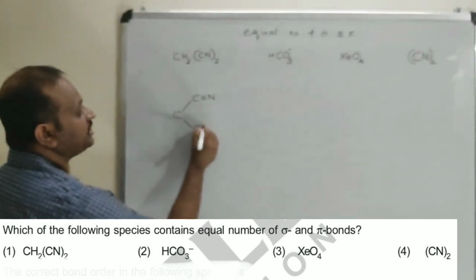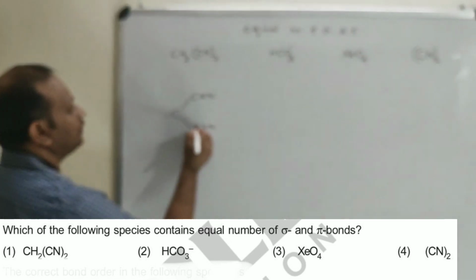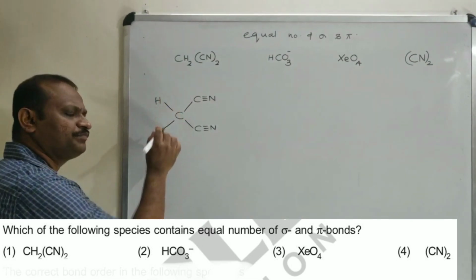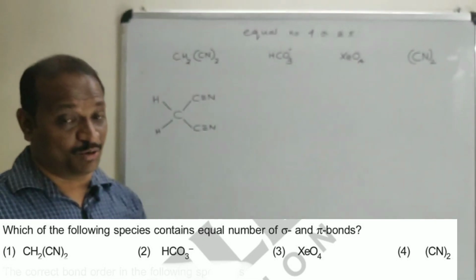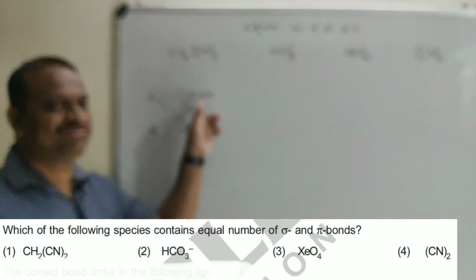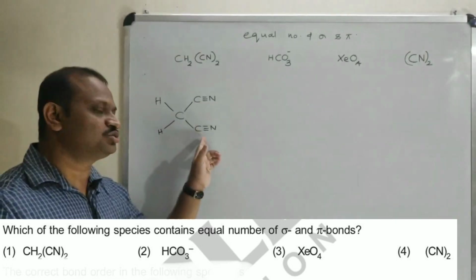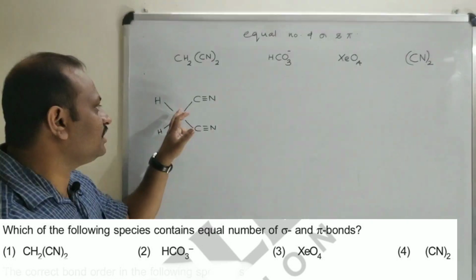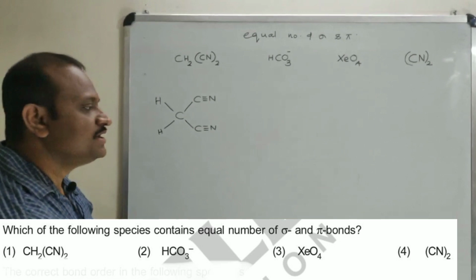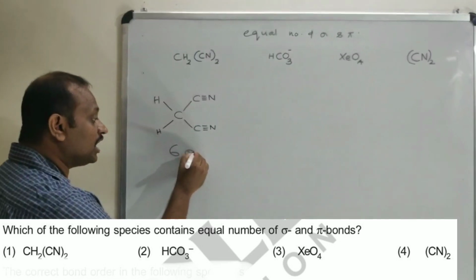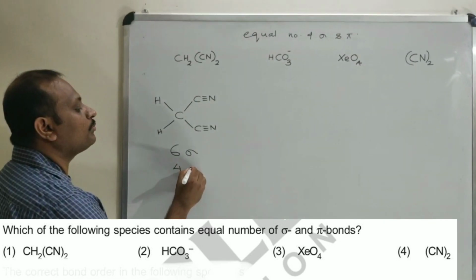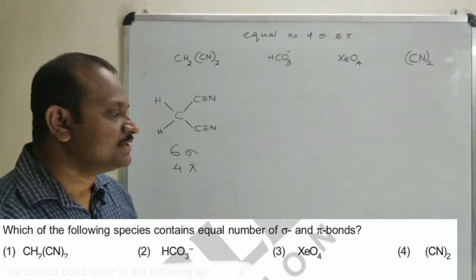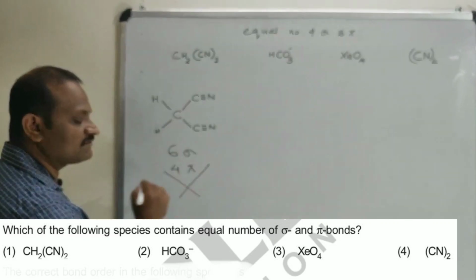Here also C triple bond N. Next, a hydrogen atom here, here also a hydrogen atom. How many sigma bonds are there? How many pi bonds are there? In this case, here we have 2 pi bonds, here also 2 pi bonds. But how many sigma bonds? 1, 2, 3, 4, 5, 6. So we have 6 sigma bonds and 4 pi bonds. Here the number of sigma and pi bonds are not equal. So definitely this is not our answer.